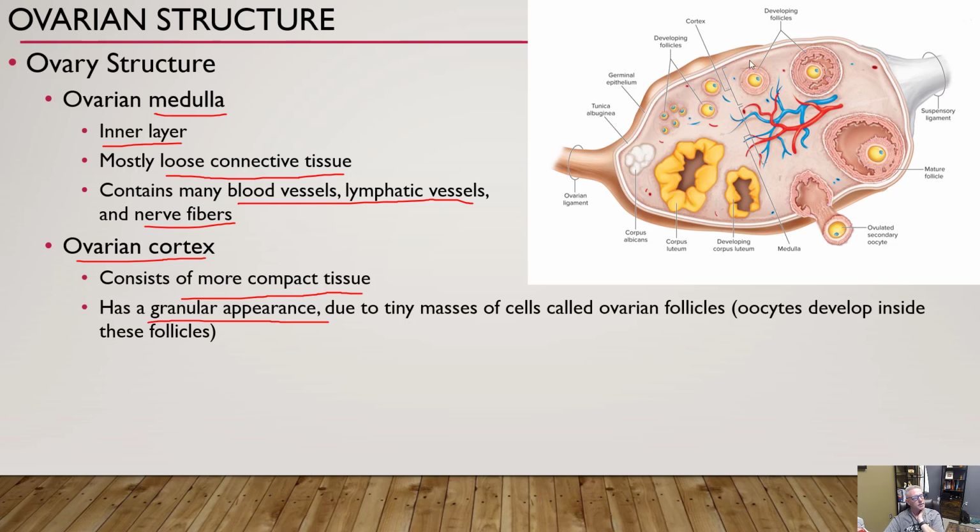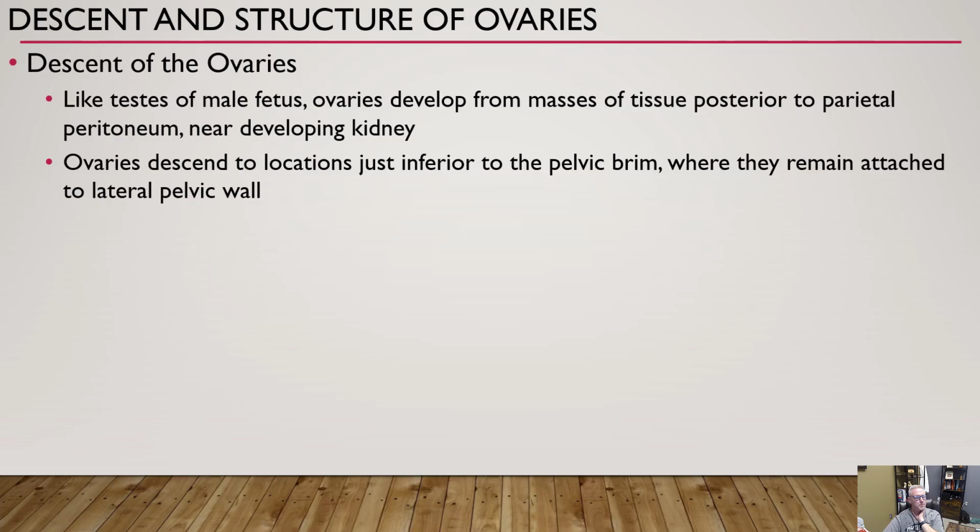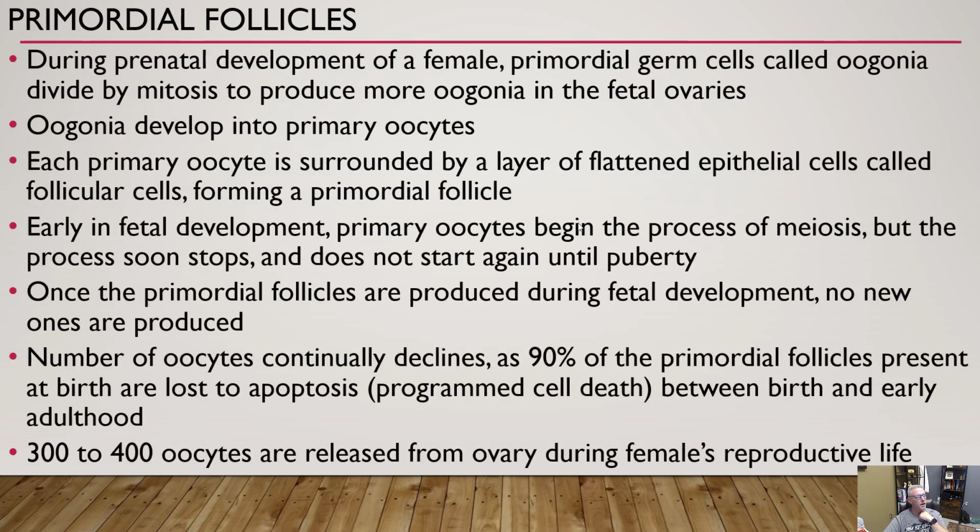So the cortex itself would just be this outer layer, kind of like the shell, and this medulla would be this whole inside. All right, descent of the ovaries, just like in the male. The ovaries develop from the tissue from the parietal peritoneum near the kidneys, and then the ovaries descend where they're going to attach to the pelvic brim.